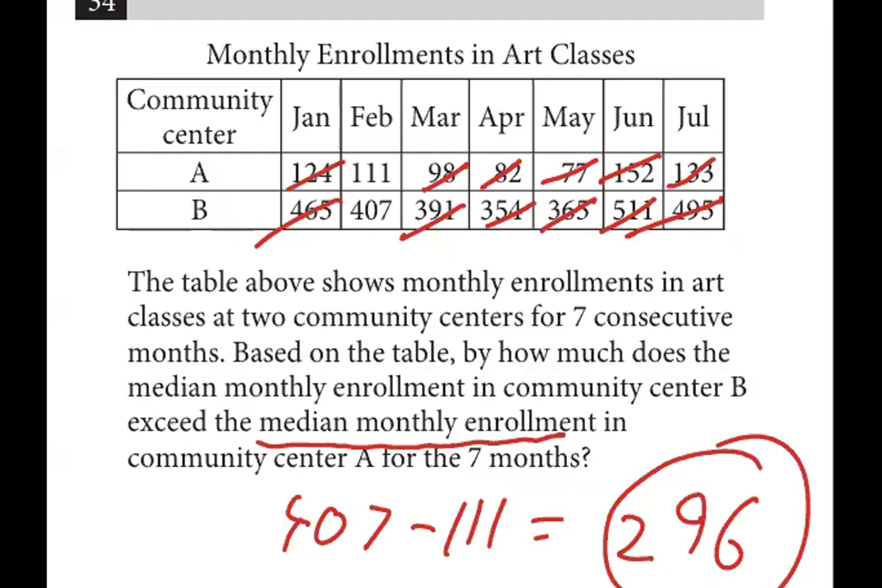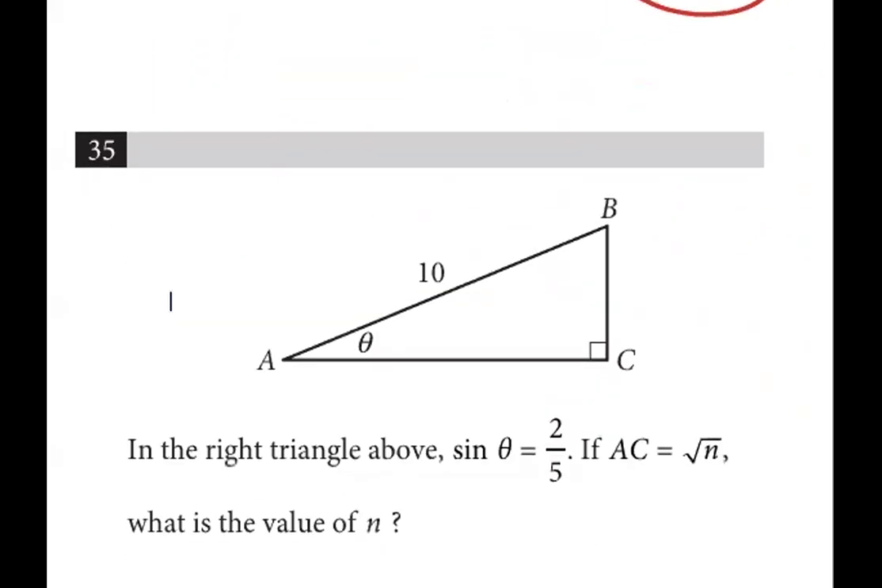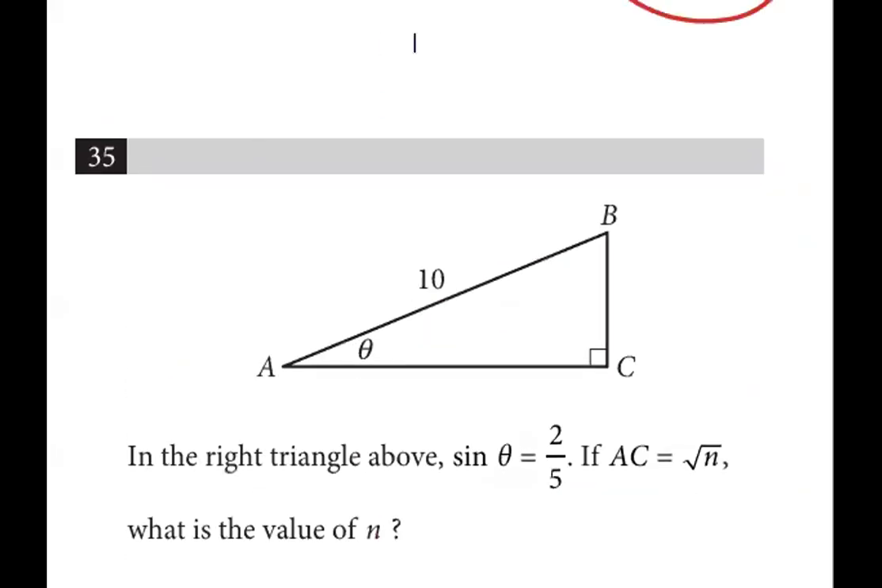How I found that was basically I just took the highest number and the lowest number and crossed them off until I'm left with one number, which would have to be the median or the middle number. Okay, question 35.